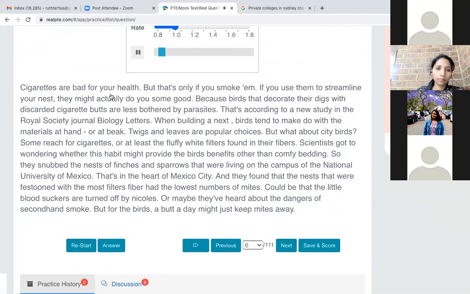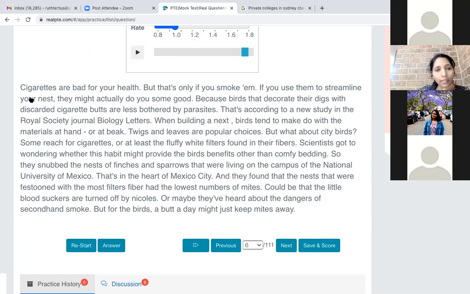Cigarettes are bad for your health, but that's only if you smoke them. If you use them to line your nest, they might actually do you some good, because birds that decorate their digs with discarded cigarette butts are less bothered by parasites. And that's according to a new study in the Royal Society journal, Biology Letters. When building a nest, birds tend to make do with the materials at hand, or at beak. Twigs and leaves are popular choices, but what about city birds? Some reach for cigarettes, or at least the fluffy white fibers found in their filters. Scientists got to wondering whether this habit might provide the birds benefits, other than comfy bedding. So they grabbed the nests of finches and sparrows that were living on the campus of the National University of Mexico. That's in the heart of Mexico City. And they found that the nests that were festooned with the most filter fiber had the lowest number of mites. Could be that the little bloodsuckers are turned off by nicotine. Or maybe they've heard about the dangers of secondhand smoke. But for the birds, a bud a day might just keep mites away.